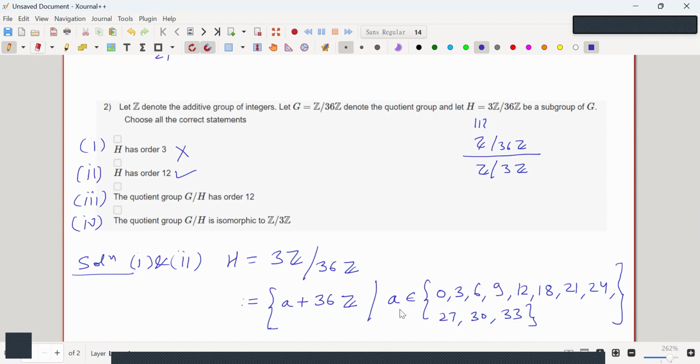The third theorem only tells that if H and K are normal subgroups of G, and H is a normal subgroup of K, then G mod H modulo K mod H will be isomorphic to G mod K. So this will not work directly. Yes, sir. But this should be true, I guess. You just check.